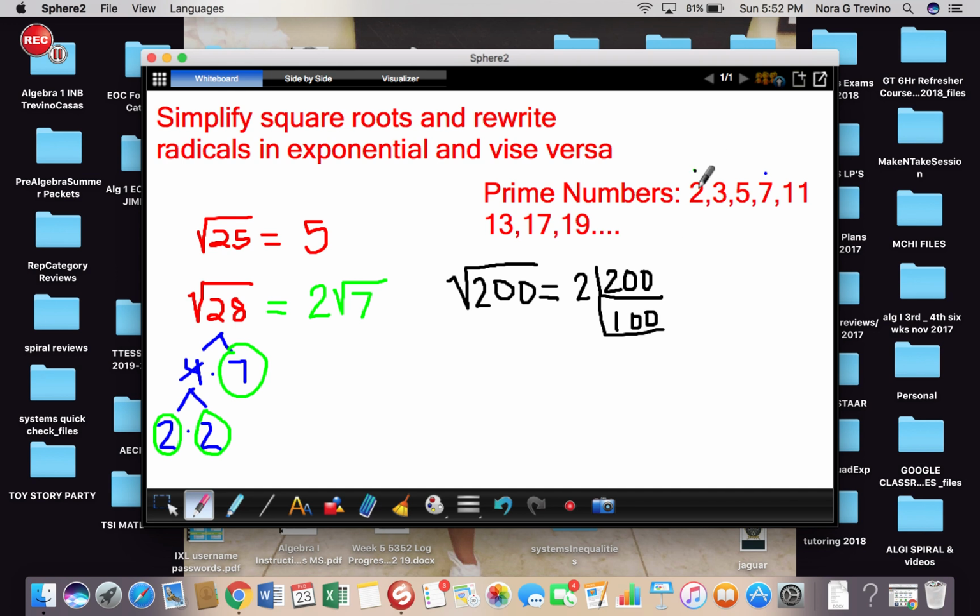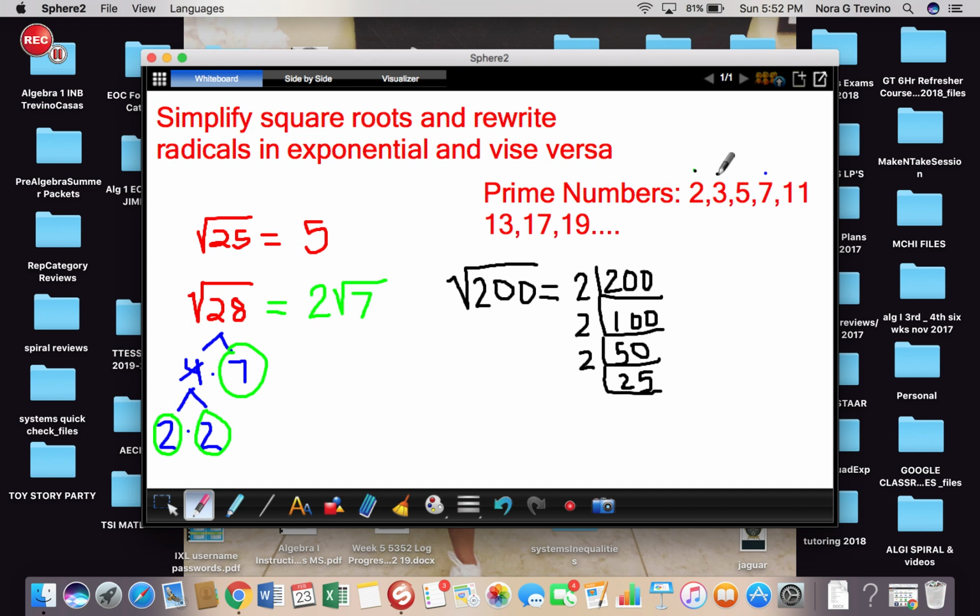And you don't move on. You keep asking yourself, can I keep dividing by that 2? And the answer is yes. 100 divided by 2 is 50. Can you keep dividing 50 by 2? You sure can. So 50 divided by 2 is 25. Can I keep dividing by 2? Well, no, because 25 is odd.